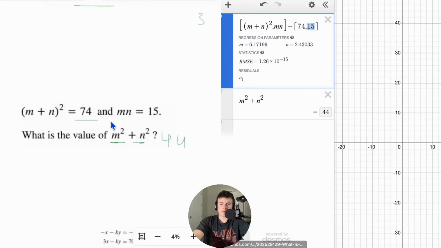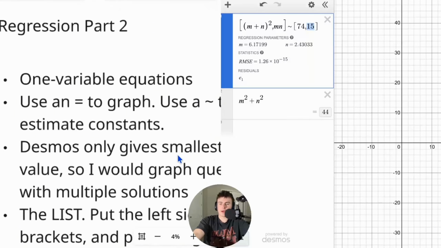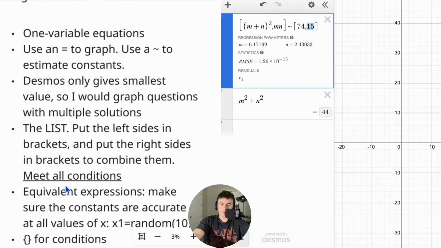It's basically taking these 2 equations and smushing them together and solving for m and n. If you put them on separate lines, it would not work because it will solve for m and n completely separately. It won't think about them as one equation. So make sure you combine them into one thing. Now, next thing is, make sure you meet all conditions.